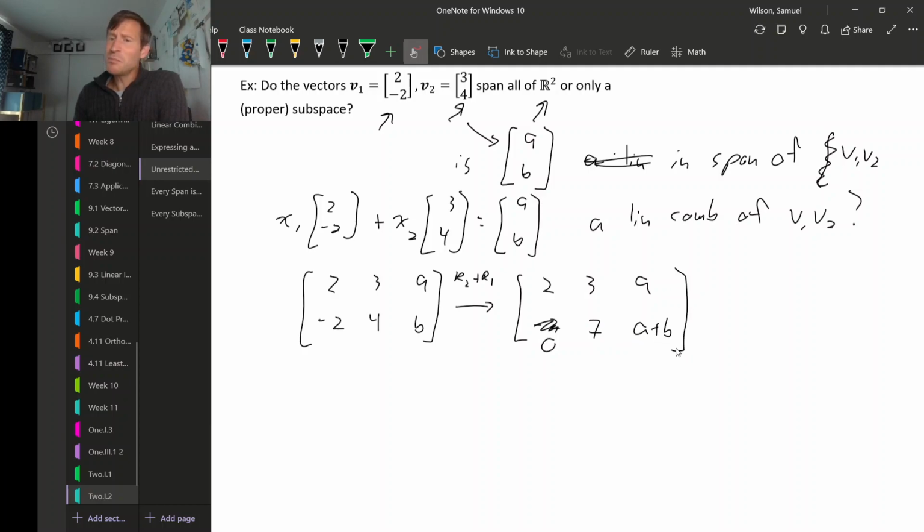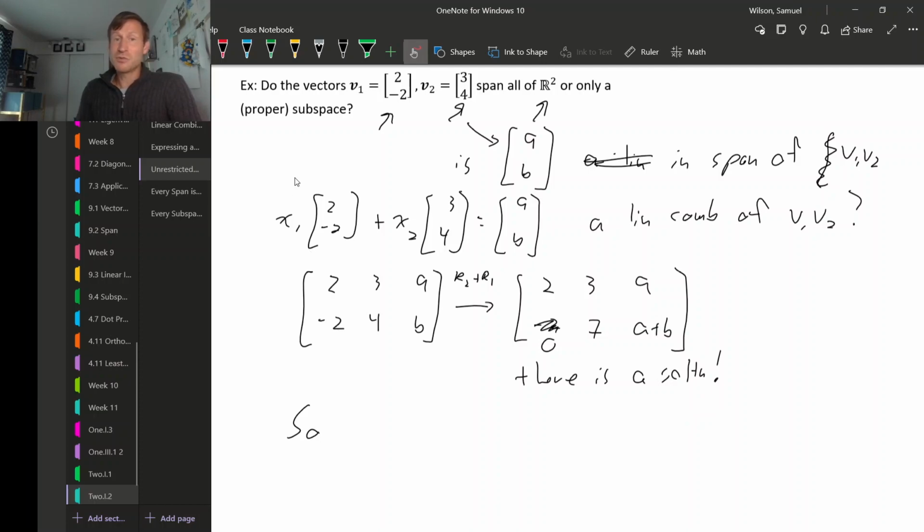And now I'll stop right here, because this is not a reduced row echelon form, but it is a row echelon form, and we can see from this row echelon form that there will be solutions. In fact, there will be exactly one solution. If we wanted to actually know what that solution is, we would need to continue solving, but this row echelon form is enough to tell us there's a solution.